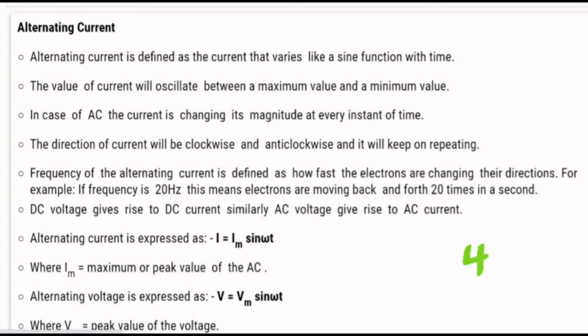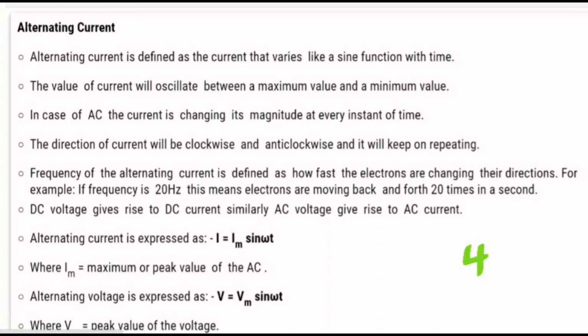Frequency of alternating current is defined as how fast the electrons are changing their directions. For example, if frequency is 20 Hz, this means electrons are moving back and forth 20 times in a second. DC voltage gives rise to DC current. Similarly, AC current will be produced with the help of AC voltage.